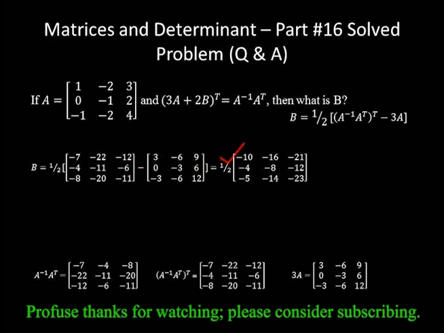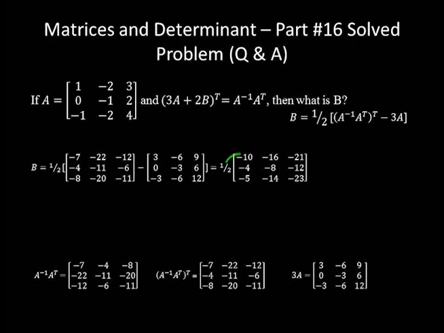This 1 over 2 outside the square bracket multiplies each and every element inside the bracket. 1 over 2 times negative 10 gives us negative 5. 1 over 2 times negative 16 gives us negative 8. 1 over 2 times negative 21 gives us negative 21 over 2. 1 over 2 times negative 4 gives us negative 2. 1 over 2 times negative 8 gives us negative 4. 1 over 2 times negative 12 gives us negative 6. 1 over 2 times negative 5 gives us negative 5 over 2. 1 over 2 times negative 14 gives us negative 7. 1 over 2 times negative 23 gives us negative 23 over 2. Hence, matrix B is this 3 by 3 matrix.